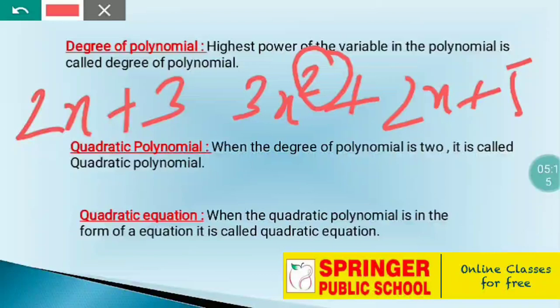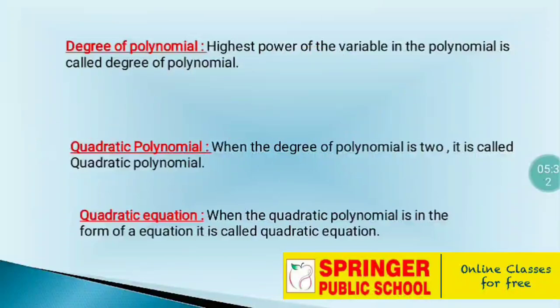Fine. After understanding the degree of the polynomial, let us move on to quadratic polynomial. When the degree of the polynomial is 2, it is called a quadratic polynomial. So obviously students, this is a quadratic polynomial: 3x square plus 2x plus 5. Okay. Now let us take some questions and try to understand what quadratic polynomials are.